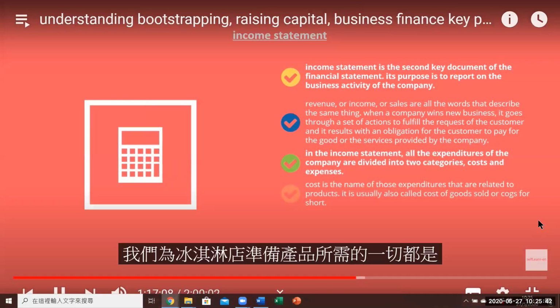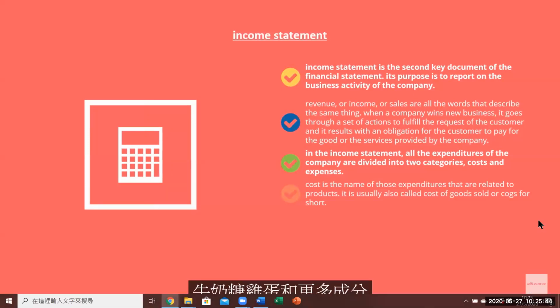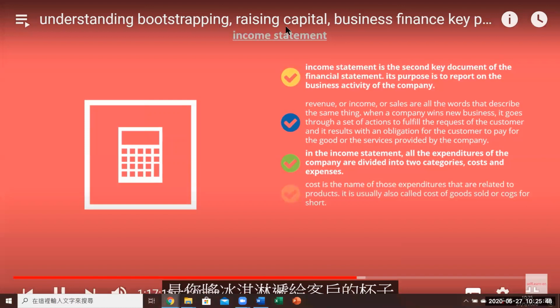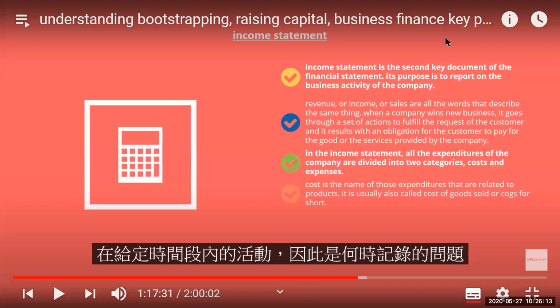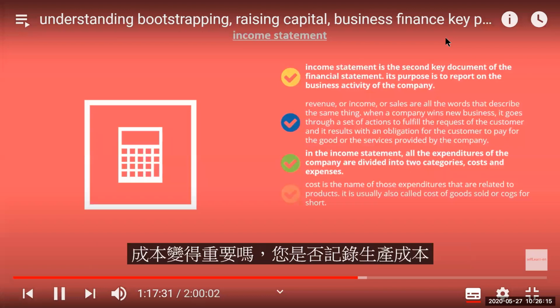For the ice cream shop, this is the milk, sugar, eggs, and many more ingredients. It's the cups in which you hand the ice cream to the customer, it's the paper napkins, and anything that comes into the fulfillment of the orders of your customers. As explained in a previous video, the income statement is reporting the activity for a given period of time. Record the costs becomes important.